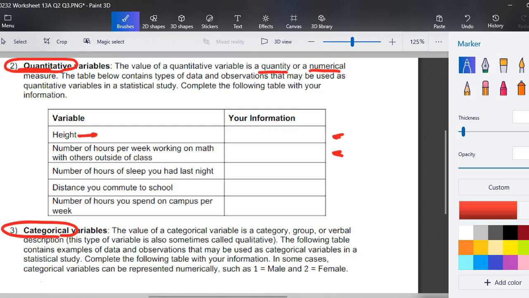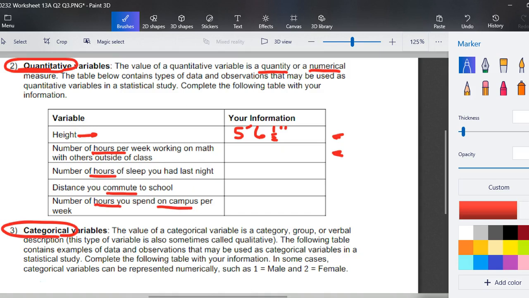It doesn't explain specifics, so you can put it in feet or inches, like 5 feet, 6.5 inches. Number of hours per week. This should sound familiar. Working on your math outside of class. The number of sleep hours. The distance you commute. The number of hours you spend on campus per week.